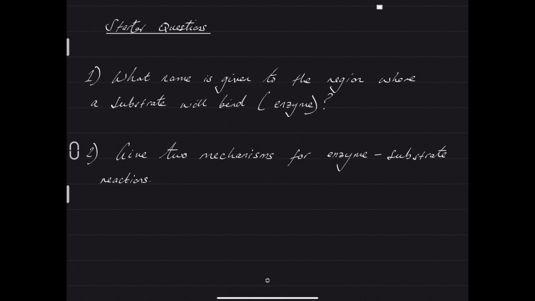So the first one is, what name is given to the region where a substrate will bind? So I'm just asking in terms of the enzyme, the region where the substrate will bind, what is the name that we give to that region? And question 2, give 2 mechanisms for enzyme substrate reactions. Now, I don't want you to describe the mechanism, I just want the name of 2 mechanisms for enzyme substrate reactions. So just pause the video here and can you post your answers back on the Teams channel.